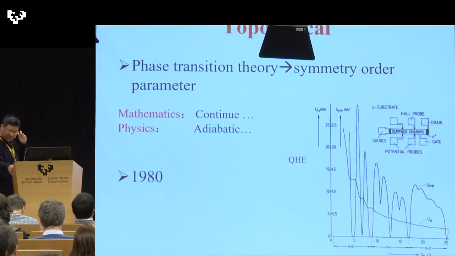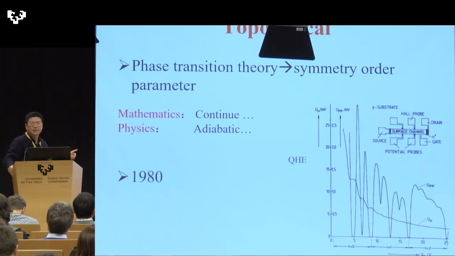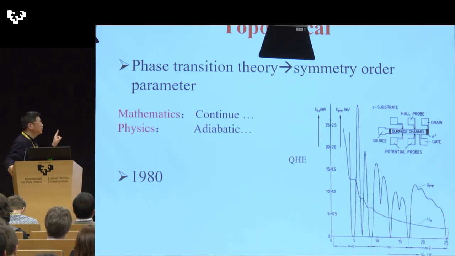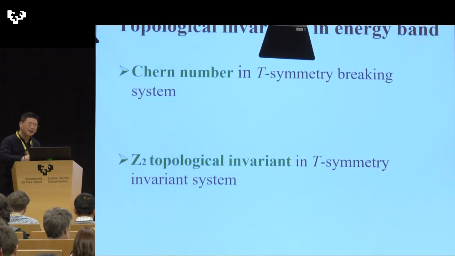In mathematics it is continuous: you can continuously change the shape. For physics, there is always a gap, a direct gap, and then you can do adiabatic transformations. If you can do that, something doesn't change. What doesn't change, people call the topological invariant.